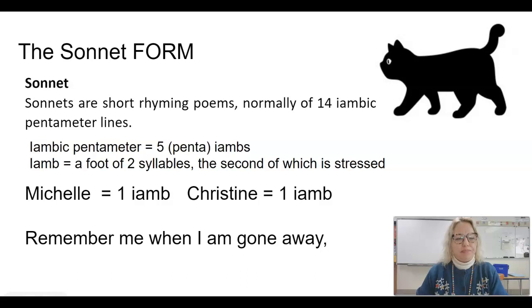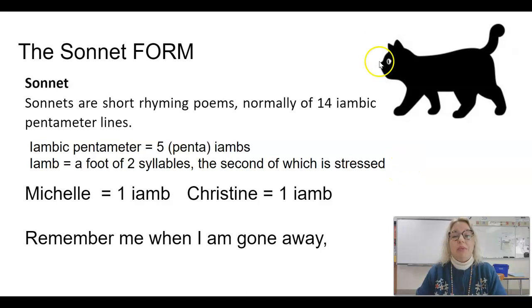What is a sonnet? Sonnets are short rhyming poems, normally of 14 iambic pentameter lines. Well, what the heck is iambic pentameter, you ask? It means that there are 5, that's where the penta comes from, iambs. What the heck is an iamb? An iamb is a foot or a bar, you could think of 2 syllables, the second of which is stressed.